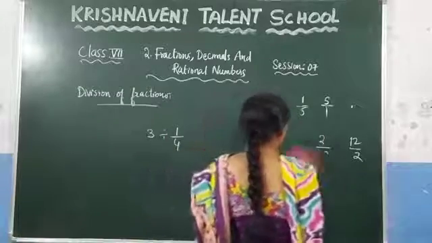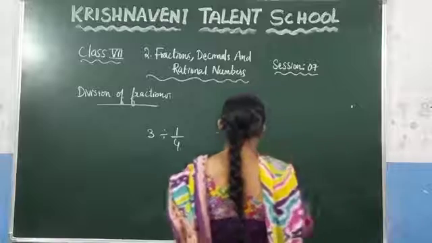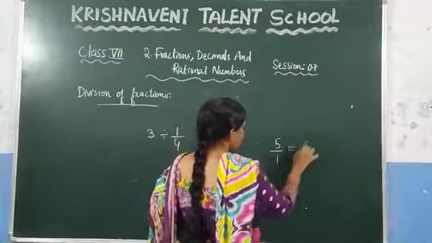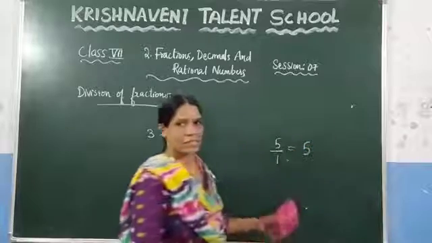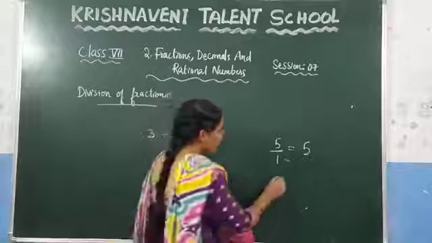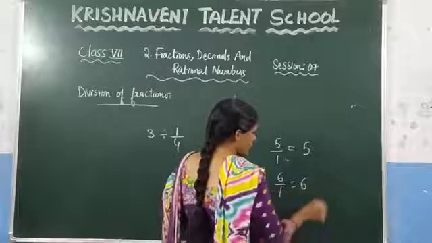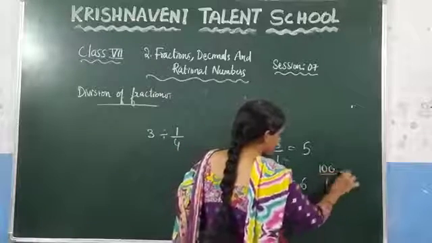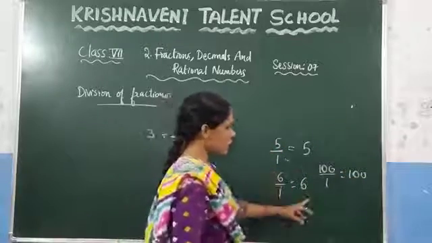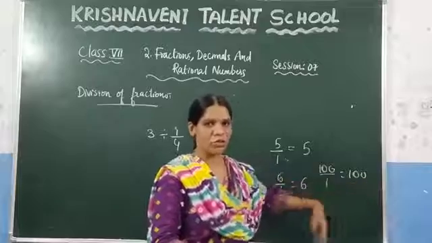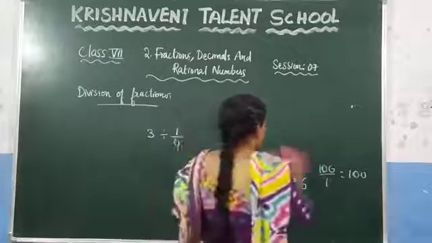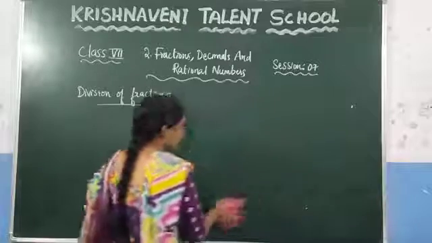Now before that, you know that if the denominator is 1, you will always get the result as the numerator. This one we already know. 5 divided by 1 is 5, 6 divided by 1 is 6, and 100 divided by 1 is 100. You know this, right? So 100 divided by 1 is always equal to 100. There is no need to write the denominator if the denominator is 1. So now you can do this one.